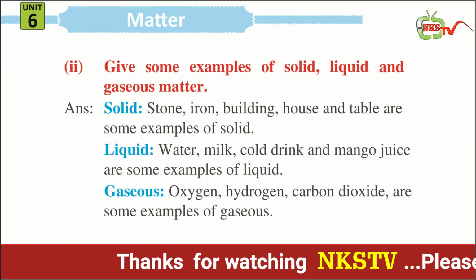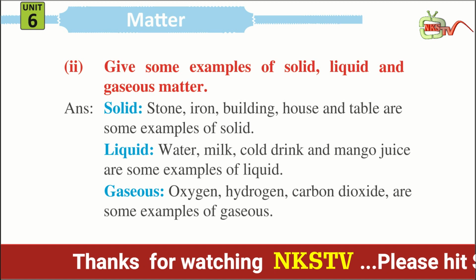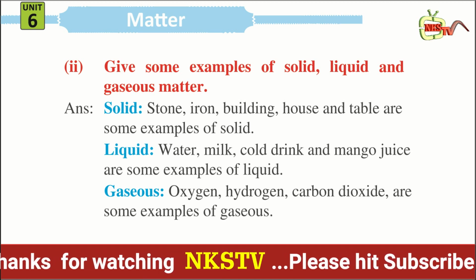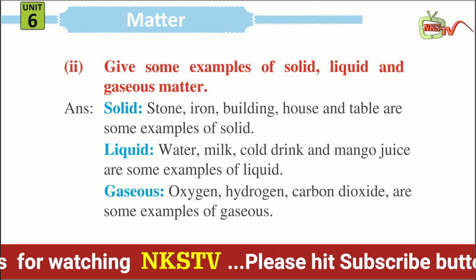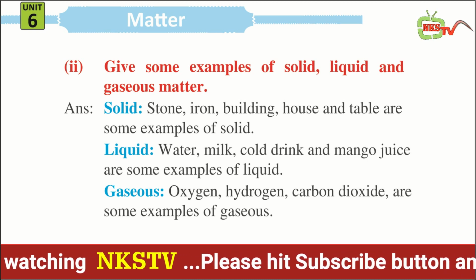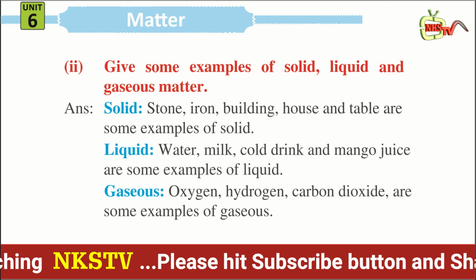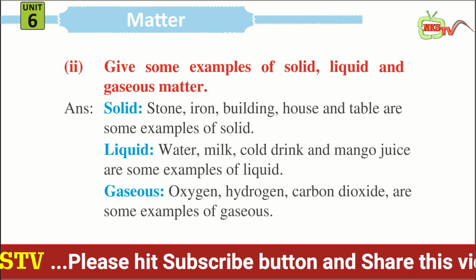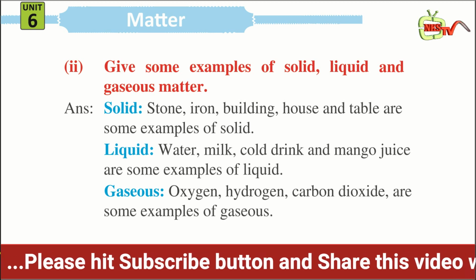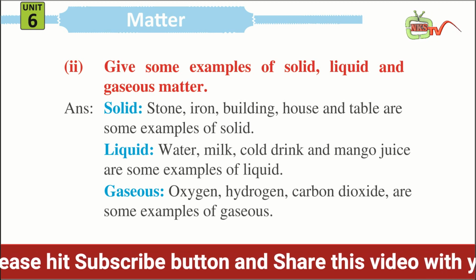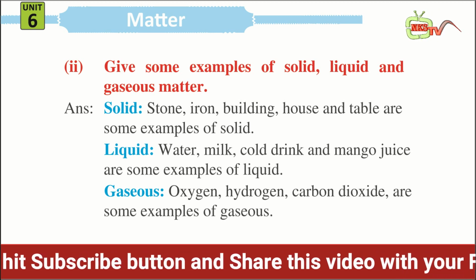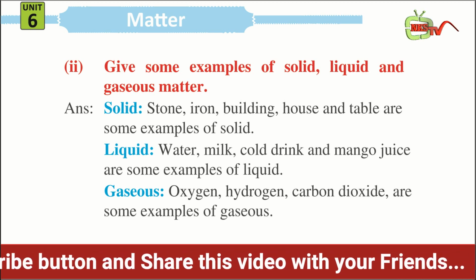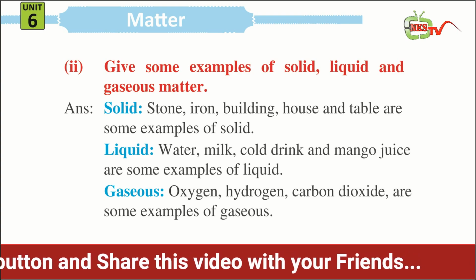Number 2. Give some examples of solid, liquid and gaseous matter. Answer. Solid. Stone, iron, building, house and table are some examples of solid. Liquid. Water, milk, cold drink and mango juice are some examples of liquid. Gaseous. Oxygen, hydrogen, carbon dioxide are some examples of gaseous.